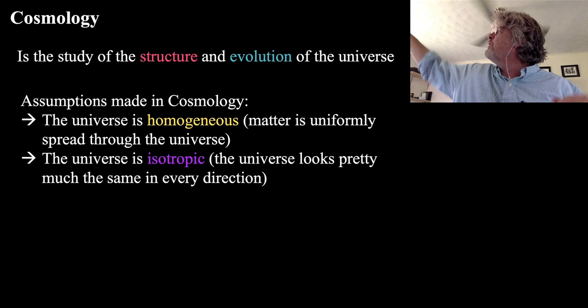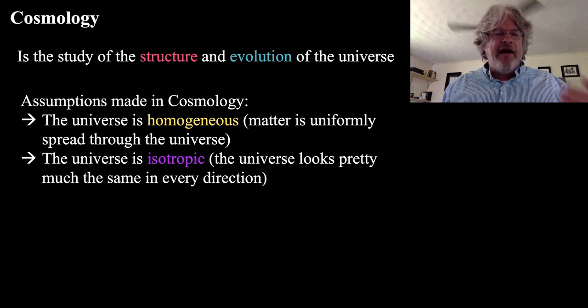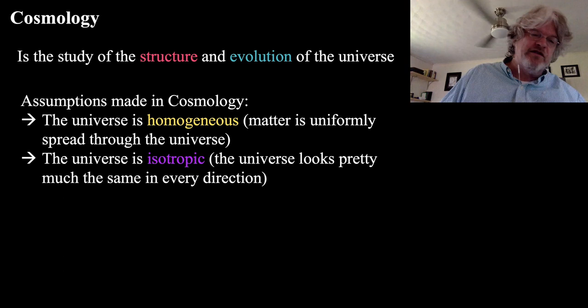The further away they are, the faster they're moving away. And Hubble's constant is the same in this direction as it is in this direction as it is in this direction. So it's all isotropic.